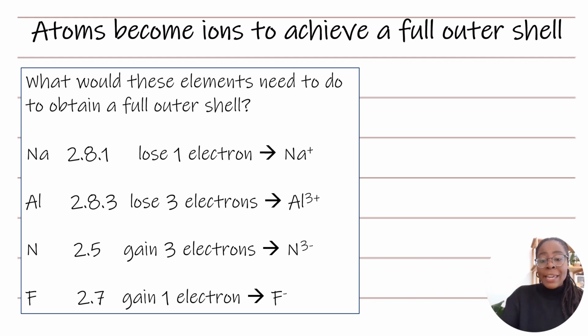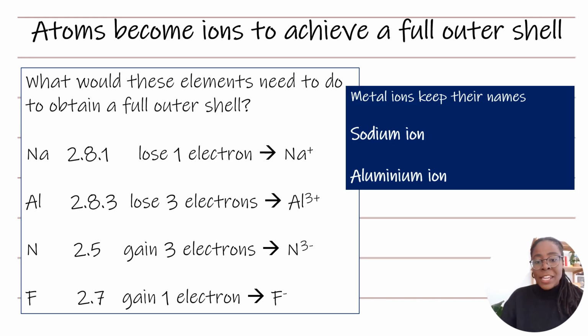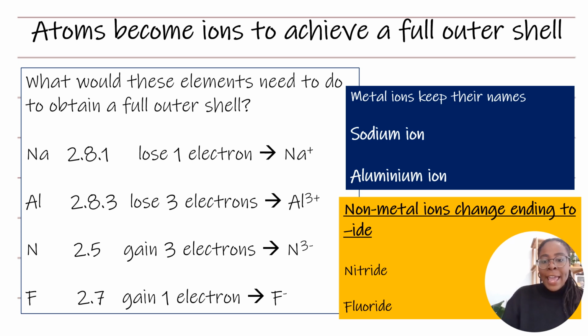Now, when it comes to naming these ions, for the metals, they just keep their names. So sodium becomes the sodium ion and aluminium becomes the aluminium ion. For the non-metals, their ending changes to "ide" when they become ions. So nitrogen becomes the nitride ion and fluorine becomes the fluoride ion.